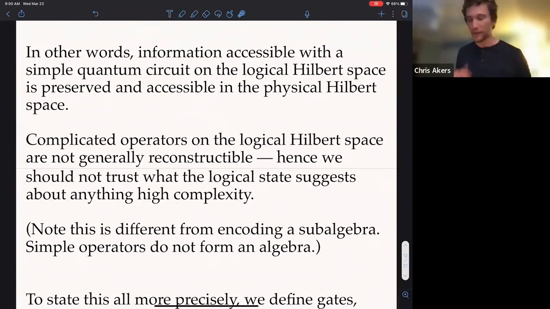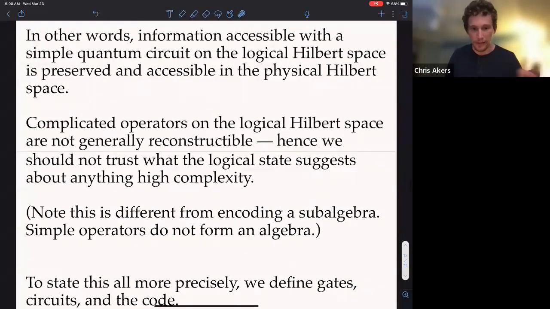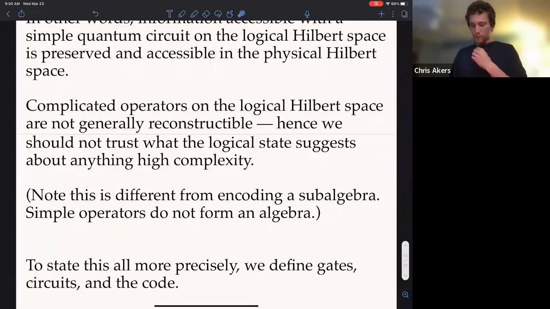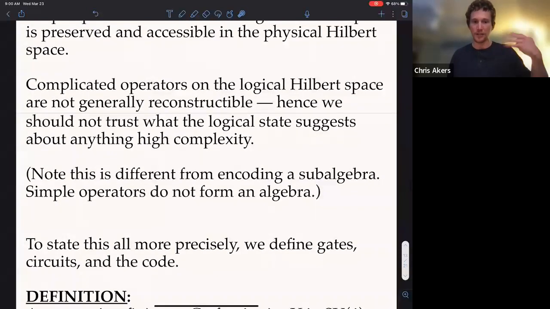Okay, thanks a lot. Okay, so let me explain this theorem in a little bit more detail. I'll first define gates and then circuits and then code. Defining gates and circuits will allow me to precisely explain what I mean by a simple operator. And those are going to be the ones that are reconstructible in the codes that I present to you.